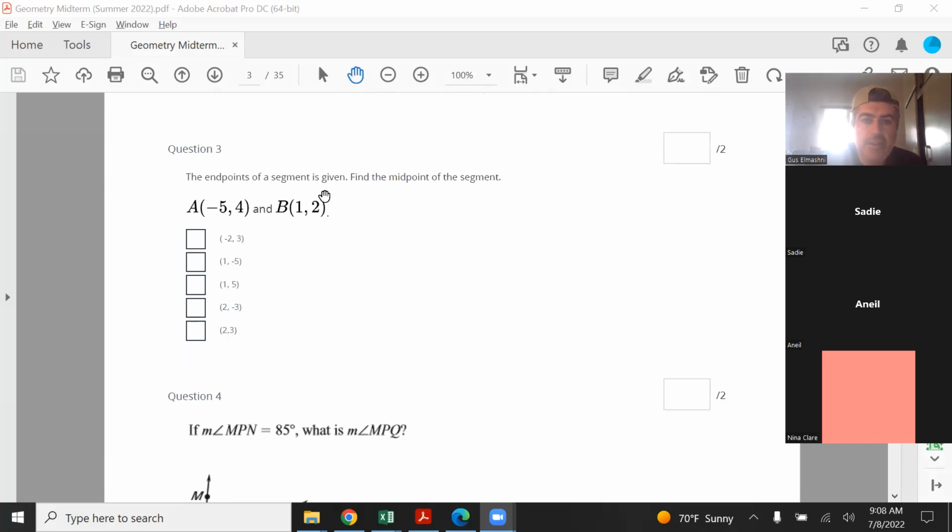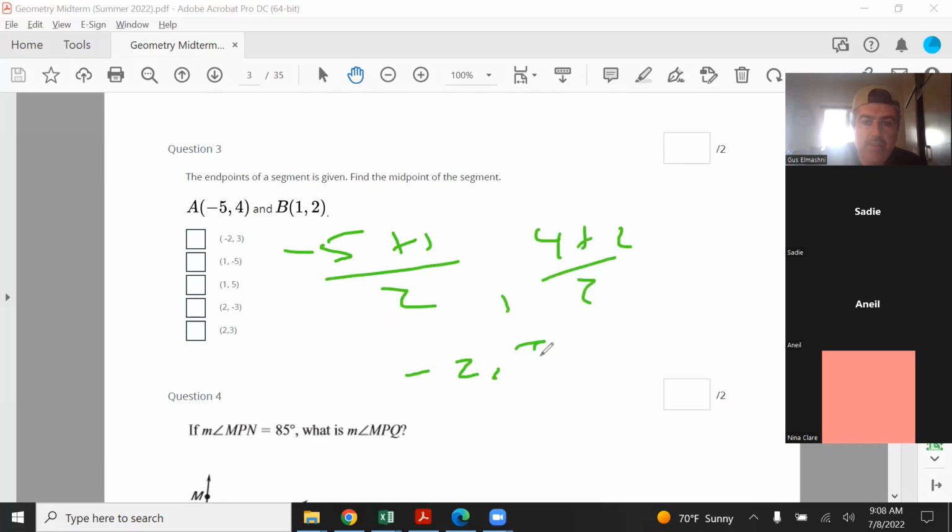Here we have to find the midpoint. So you've got to average the x's and the y's. Not that hard. Maybe 2, 3. So very easy, right? So that's that one.